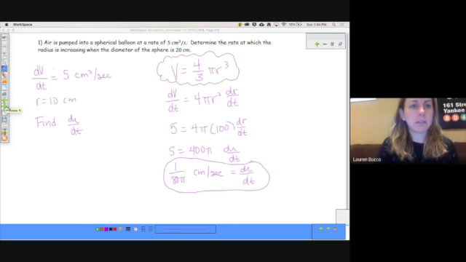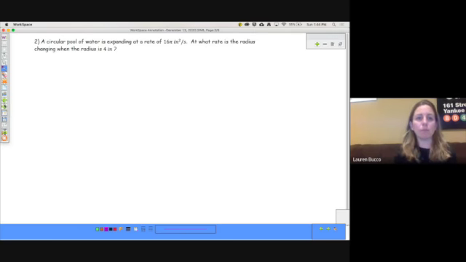All right. Now we have our pool of water. A circular pool of water is expanding at a rate of 16 pi inches squared per second. At what rate is the radius changing when the radius is 4 inches? So this is another super easy one. I'm glad we're starting off easy here. So let's see what we're given.